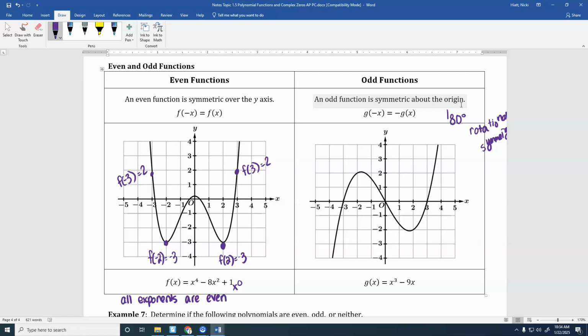That means if you turn the graph upside down, it still looks the same. If you rotate it 180 degrees around the origin, it looks the same. You can do that on your paper because you have a paper that you could turn upside down. If you look at that graph there, it looks the same whenever you turn it upside down. So this problem has the property that g of negative x equals negative g of x.